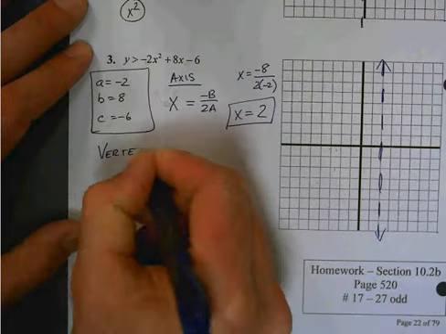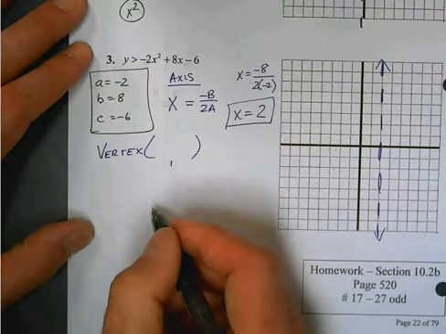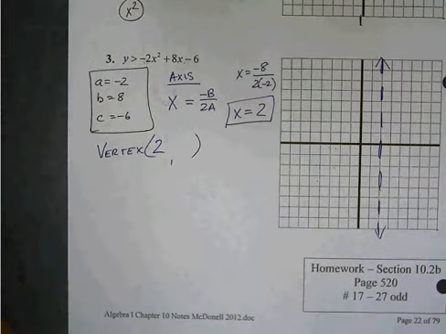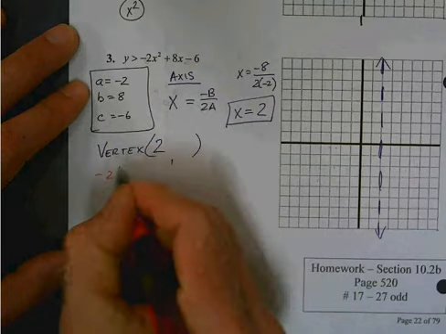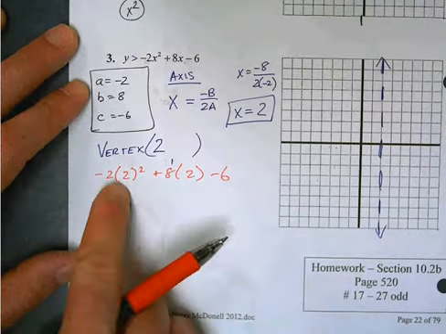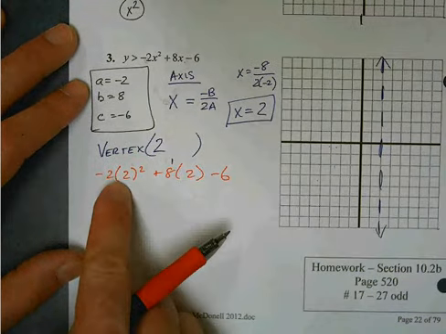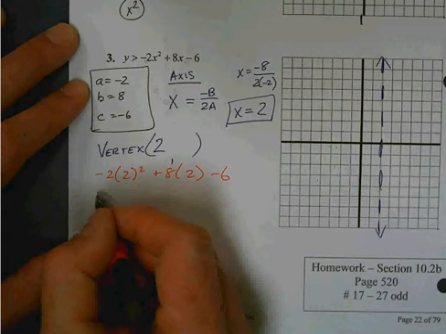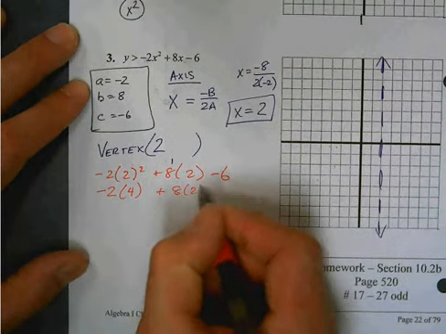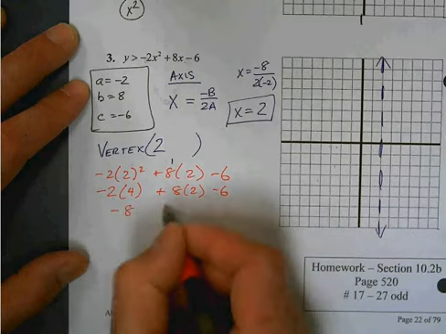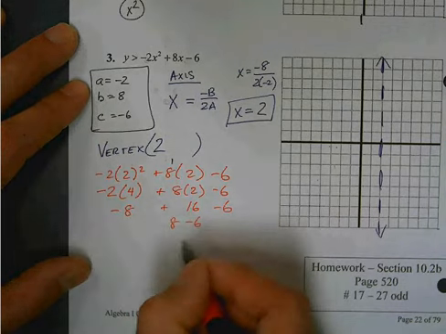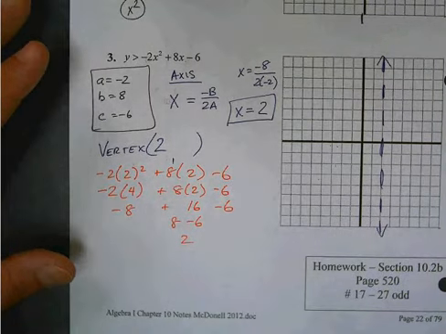How much of the vertex do I know already? Half of it. I plug in the number 2. So here we go. Negative 2 times 2 squared plus 8 times 2 minus 6. Do I multiply these first or square it first? Square it first. Negative 2 times 4 plus 8 times 2 minus 6. Negative 8 plus 16 minus 6. 8 minus 6. I get 2. Check me on that. Is that right?